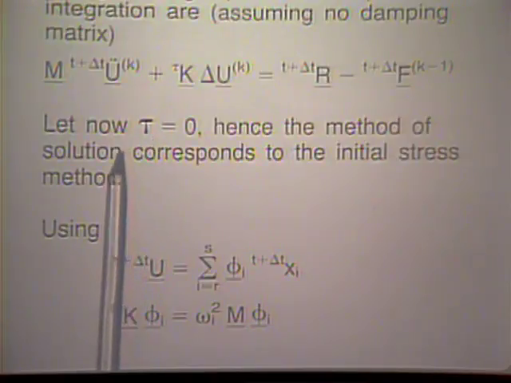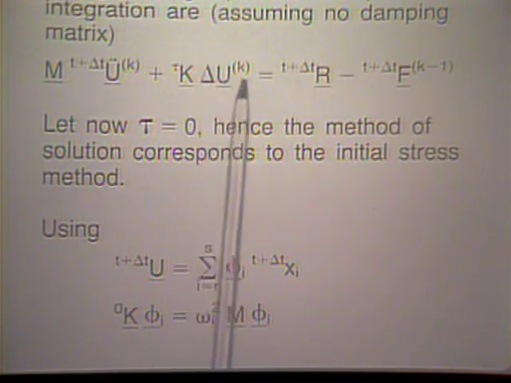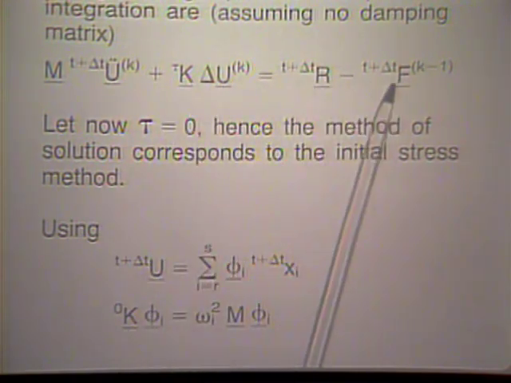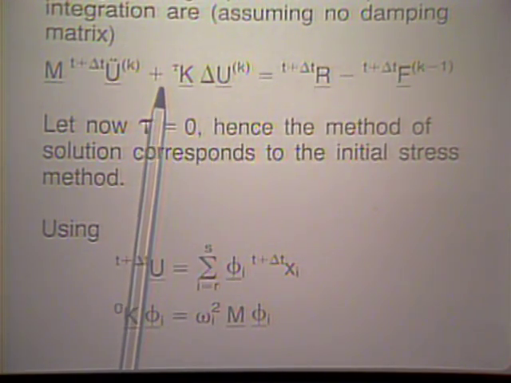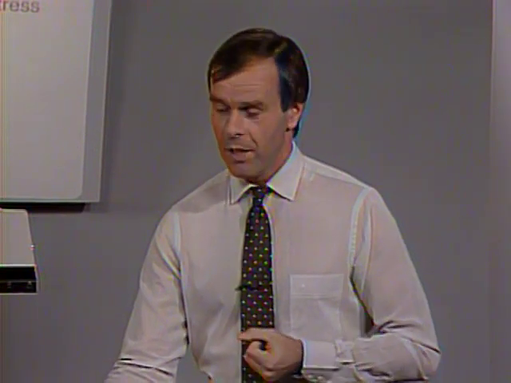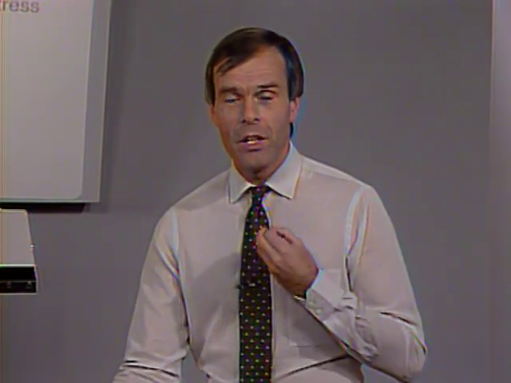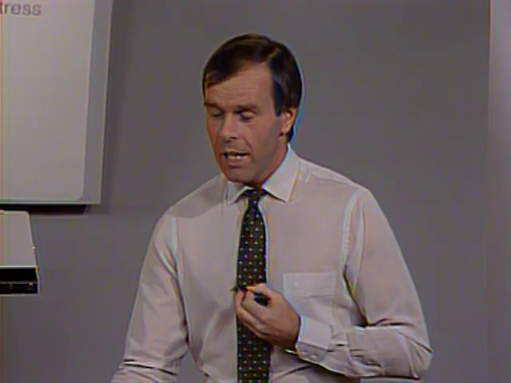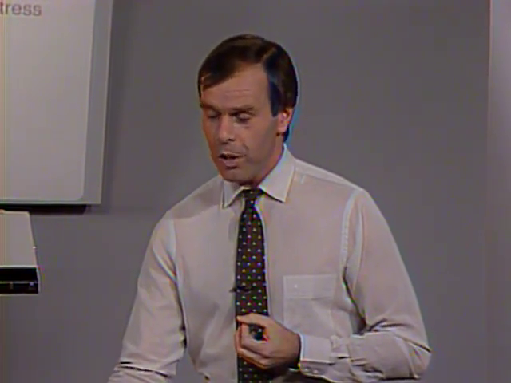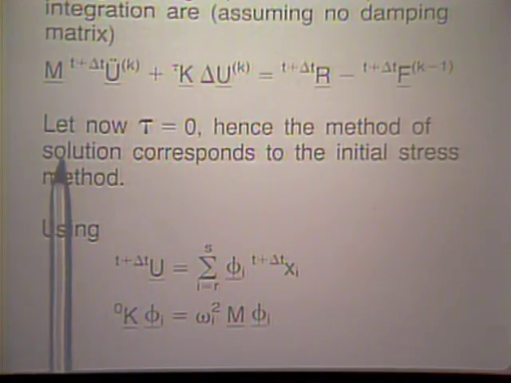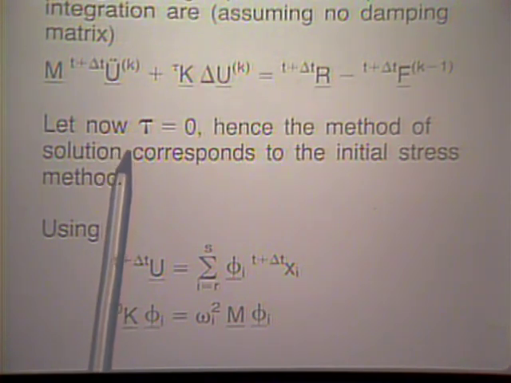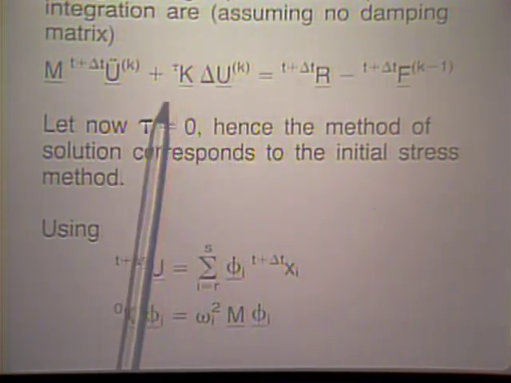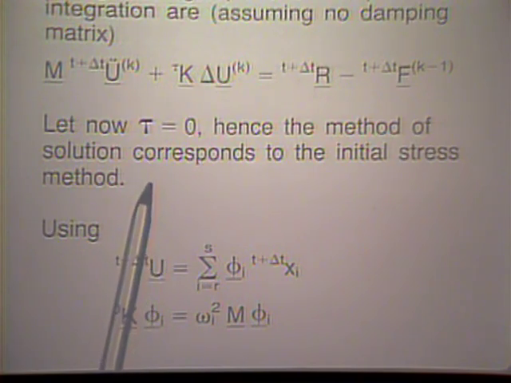In mode superposition, we don't want to deal directly with these equations in this form. Instead, we want to transform them into a new form, such that we obtain fewer unknowns to deal with. Let's assume for the moment that tau is equal to 0, so that we are dealing with the solution of the equations using the initial stress method. We talked about the initial stress method in an earlier lecture.